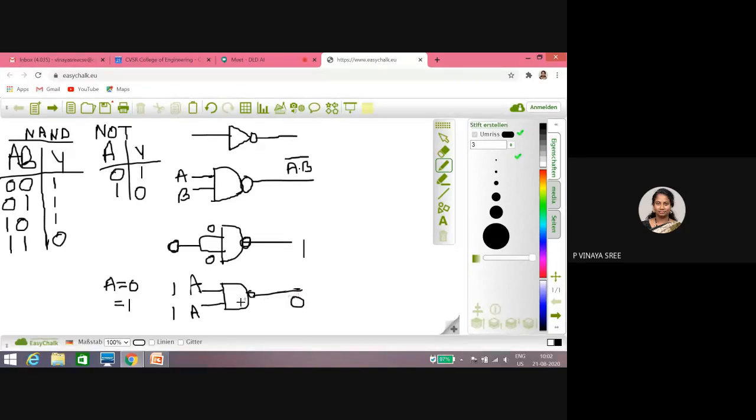Okay. Now let me go for an expression. Given an input A, what you have to get is A complement. For NOT, if you are giving A as input, the output that you are getting is A complement. So here the output is Y equals A into A whole complement, which is nothing but A complement.